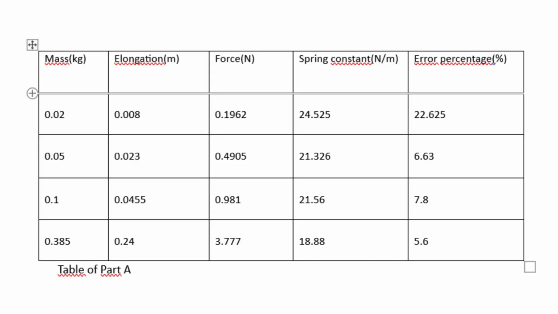The results of the first part are as shown in the table. It is obvious that there is a direct proportion between the force and the amount of extension. The real constant of the spring was 20 newtons per meter. The calculations we made using Hooke's law were also close to the real value. This shows that the first part was successful.